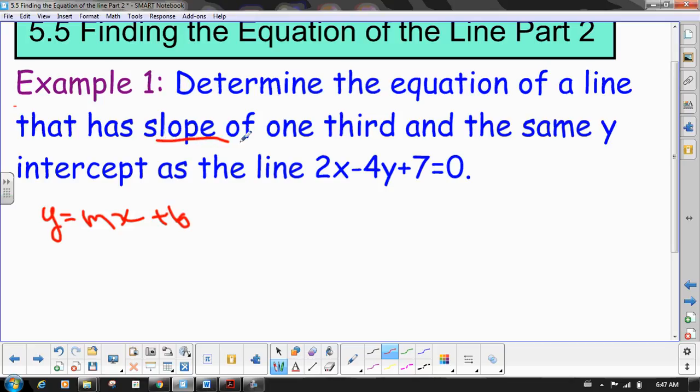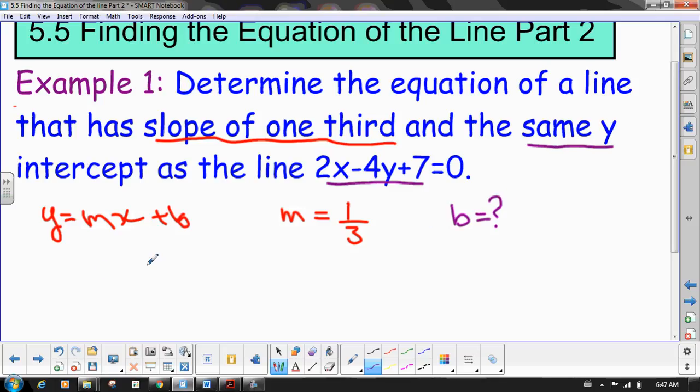So it's telling me the slope in the question. So it's telling me that m is equal to 1/3. Then it tells me it has the same y-intercept as this line. So just looking at that, I can't tell what the y-intercept is, but I can figure out what the y-intercept is fairly easily.